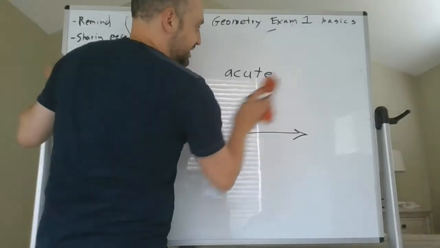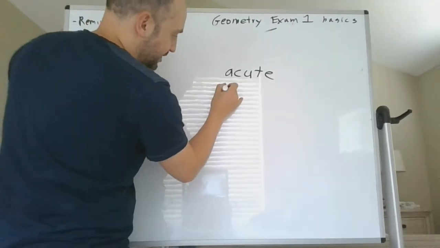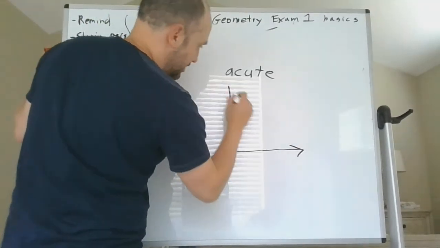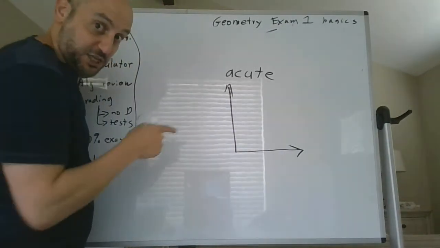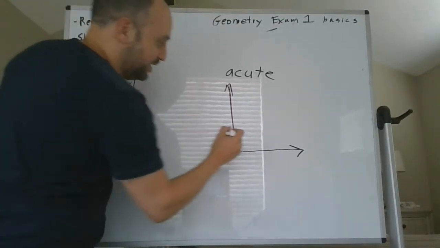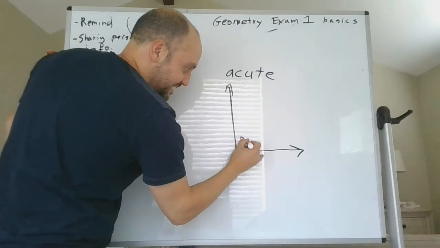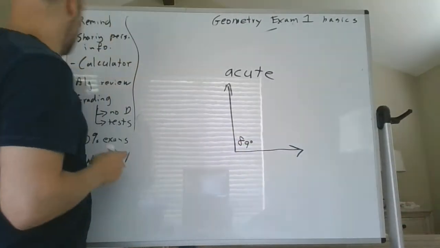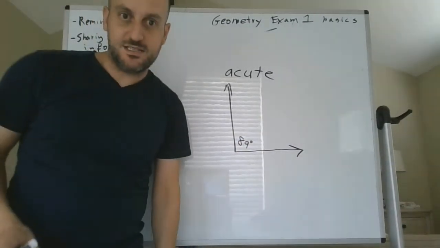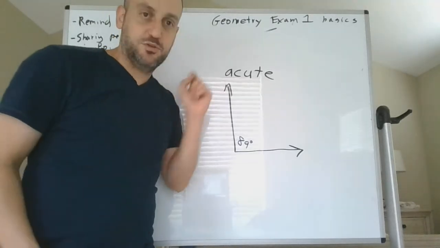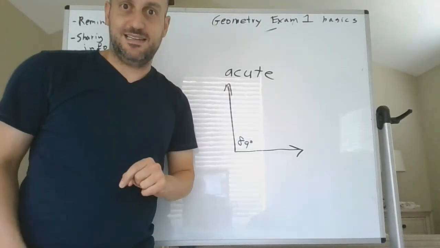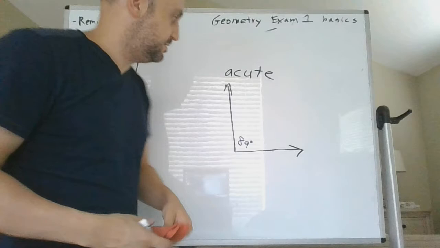So what if I did this? I'll draw this angle. It looks like it's 90, doesn't it? But what if I don't put a box? I say this is 89 degrees. I know it looks really close to 90. But what if I tell you that's 89 degrees? That is considered acute. Why? Because it's less than 90. Anything less than 90 is considered acute.